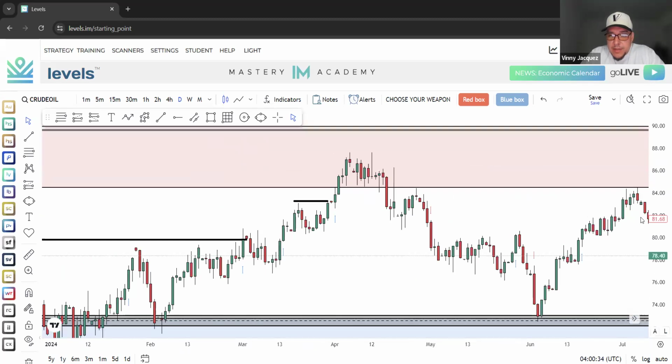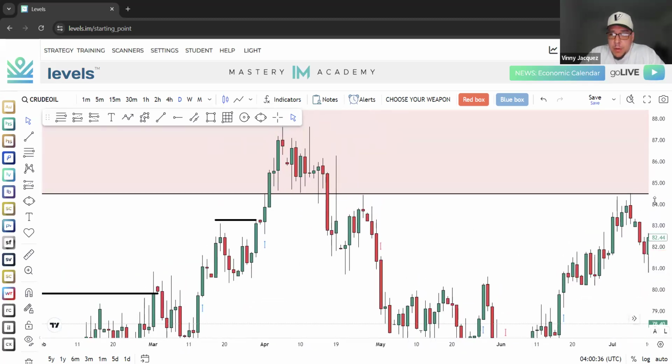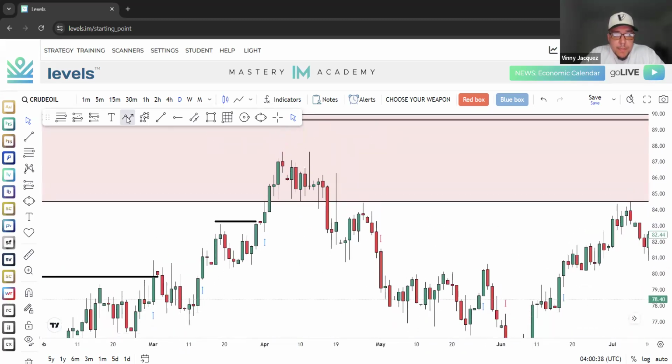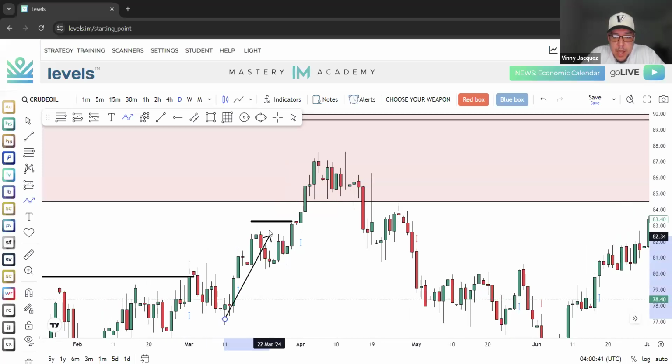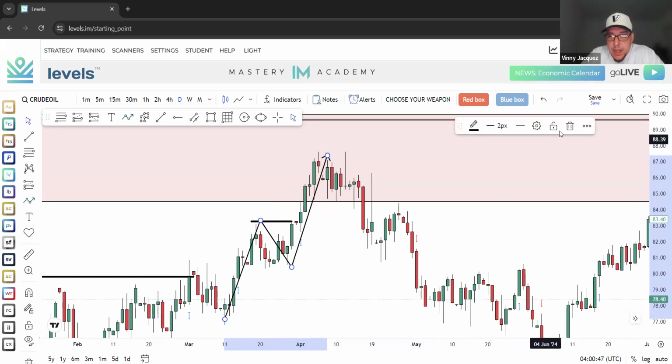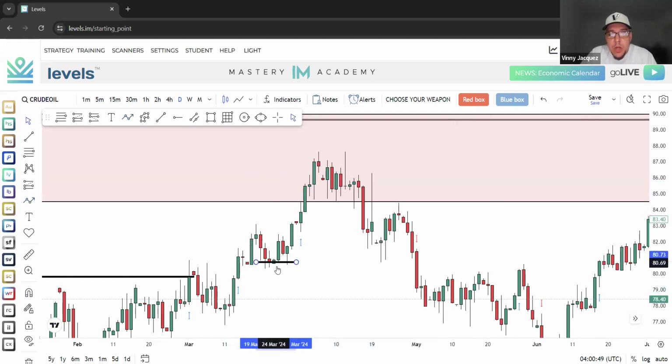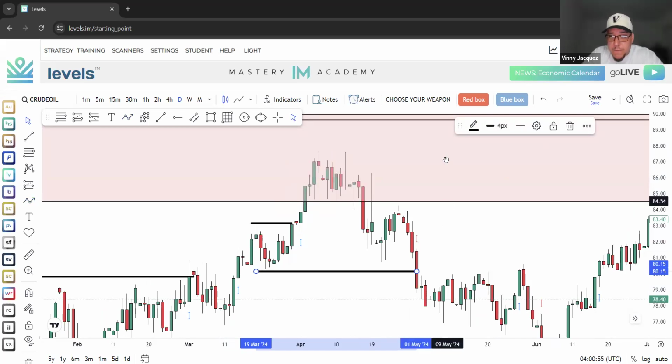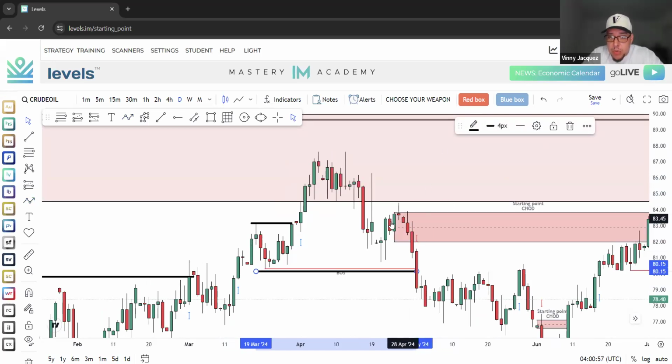But look, check me out, guys. We bounce off this starting point. Look at the structure. Higher high, higher low, higher high. We change character. Not only that, guys, levels is literally letting you know. Levels is letting you know right here. Red arrow. If I press the red box, boom, it's letting me know this is your sell opportunity.